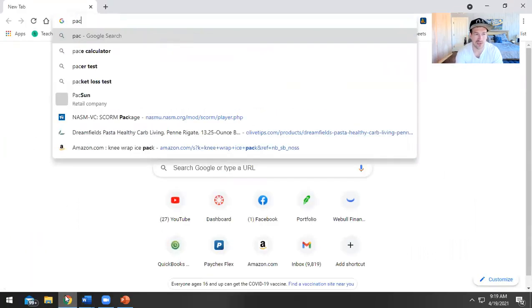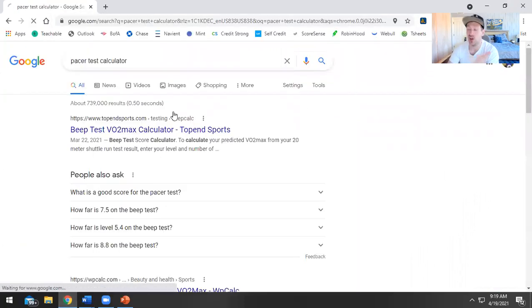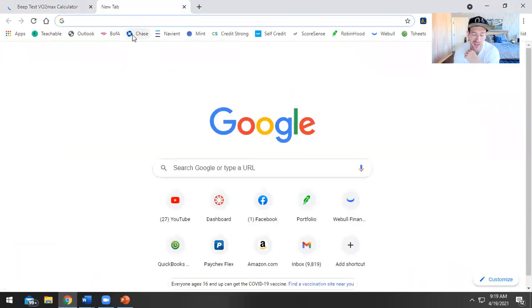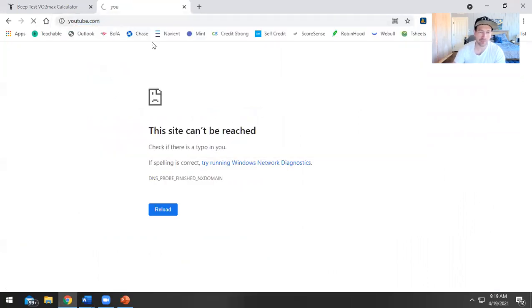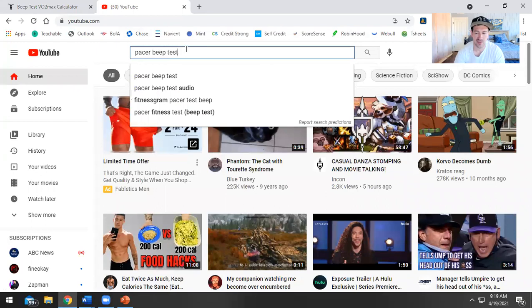If we look at the pacer test calculator, the pacer test, also known as the beep test, is literally, let's see, I'll pull up the example here. Pacer beep test.